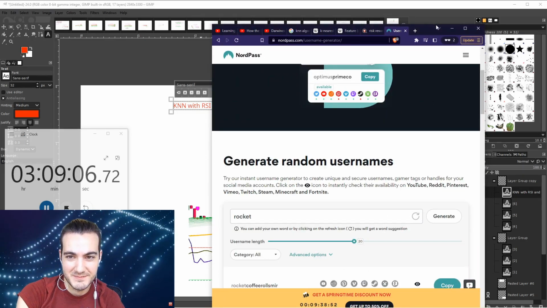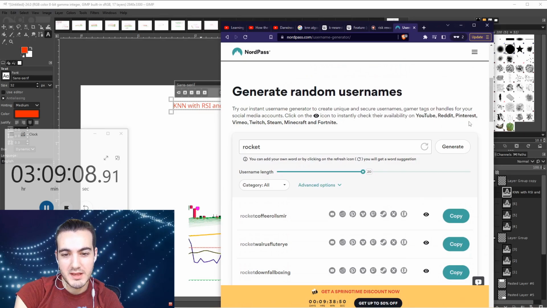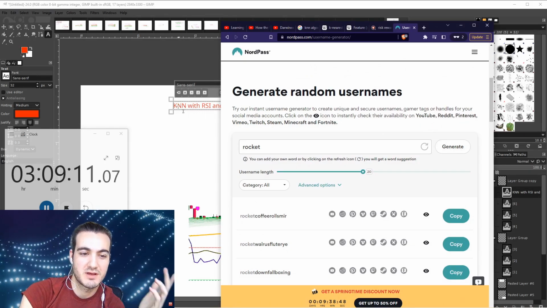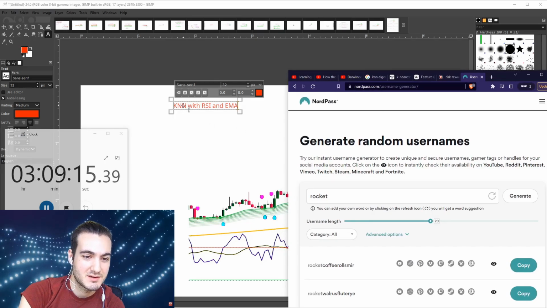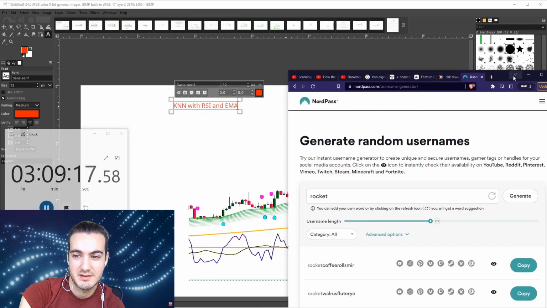Okay, so let's choose a cool name for this strategy. Of course, we'll have the descriptive name as well, which would be KNN with RSI and EMA.